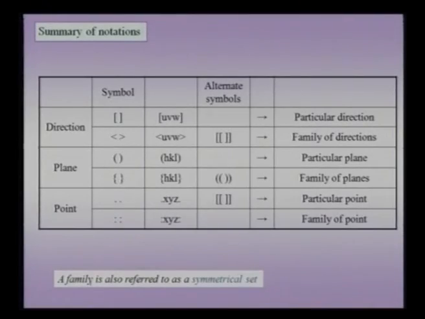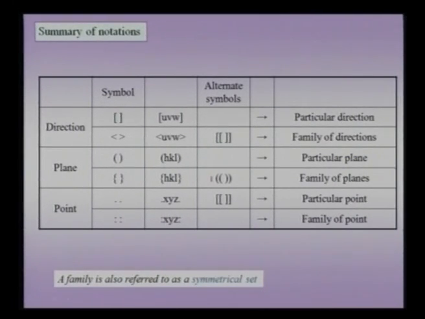Sometimes in older texts or certain journal papers, you might come across alternate notations for families of planes or directions. This is just a summary, but more often than not we will stick to the notation we have been using. For a direction, this is a single member, this is a family. Sometimes an alternate symbol for a family is also used. A single member of a plane is written like this, and a family below that. Sometimes a double bracket is also used for a family of planes.